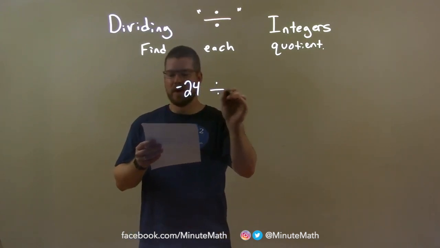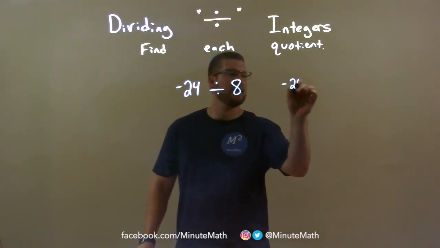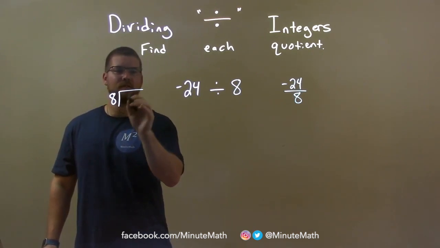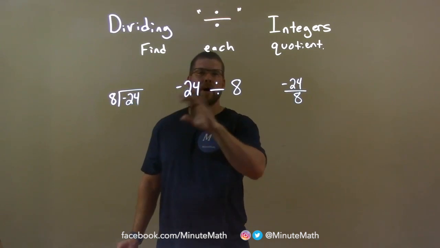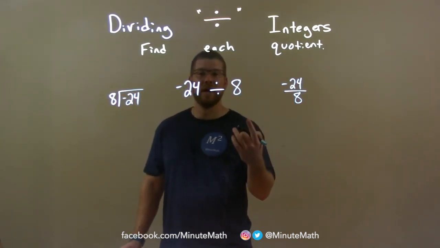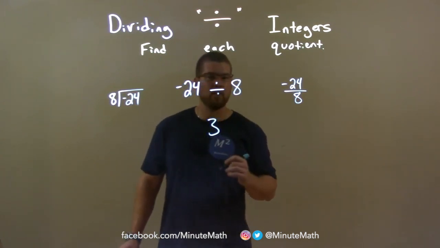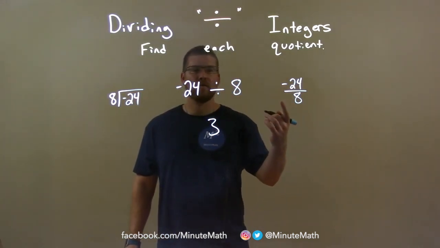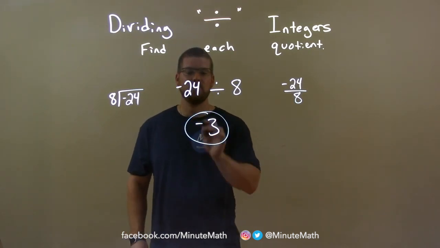-24 divided by 8. Okay? Now we might see this as a fraction: -24 over 8. Or in long division, 8 into -24. The way I look at this, I don't really worry about the positive and negative till the end. 24 divided by 8. How many times does 8 go into 24? That's going to be 3 times. 3 times 8 is 24. Okay, so now we have to deal with the negatives. Well, negative divided by a positive is a negative. So we have a -3 here. So our final answer here is just -3.